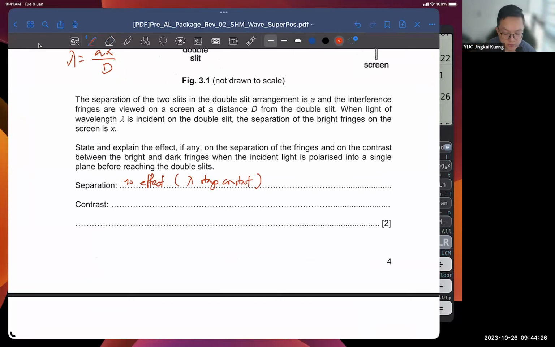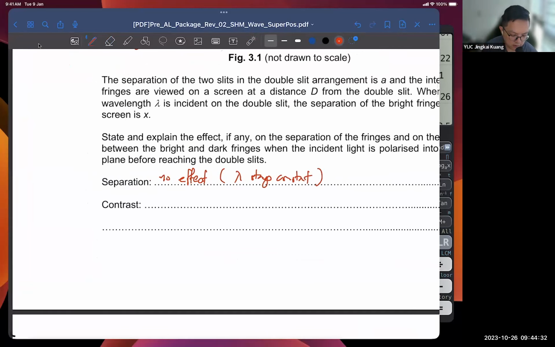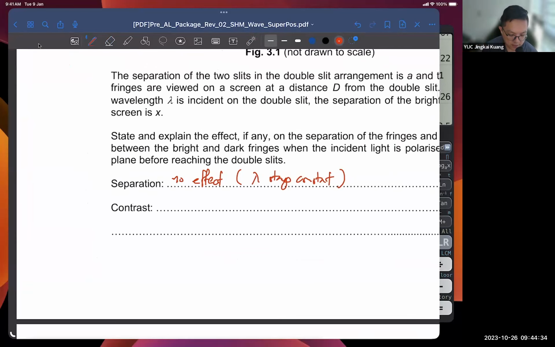Contrast is a bit more interesting. You will see this term very often. Contrast is a comparison of the brightest to the darkest.